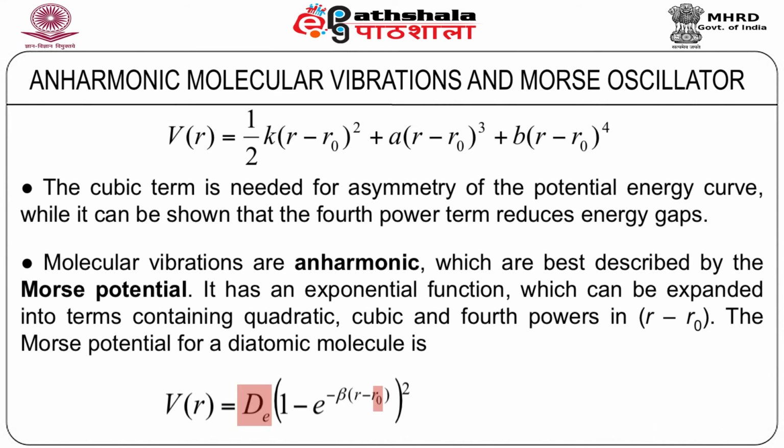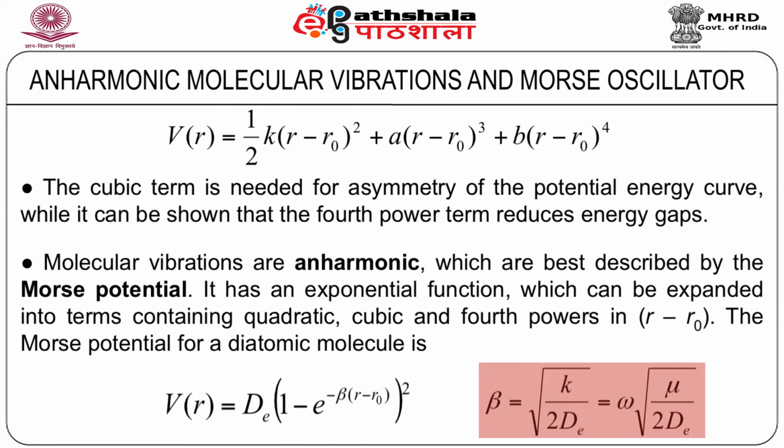So these are the two important parameters. One is the dissociation energy of the molecule which you are considering, and the other is the bond length of the molecule which you are considering. So what is this constant beta? This is equal to the square root of k upon 2 dE, or omega times the square root of mu upon 2 dE, where dE is the dissociation energy and k is the stretching constant of the bond.